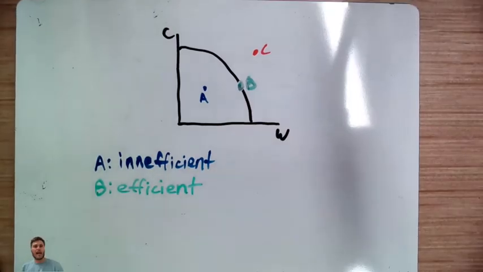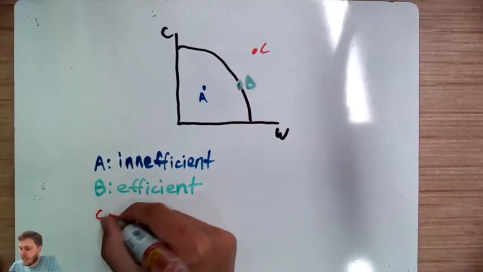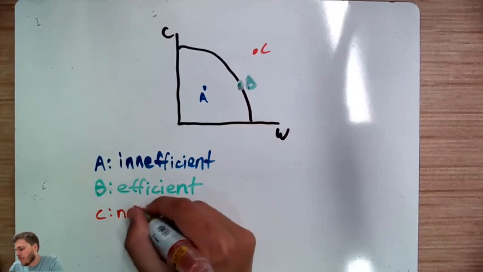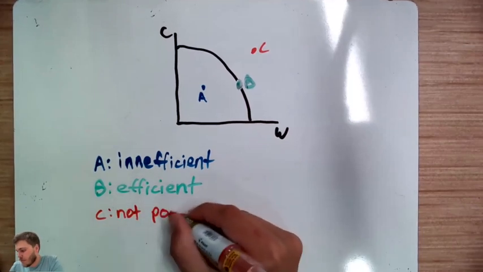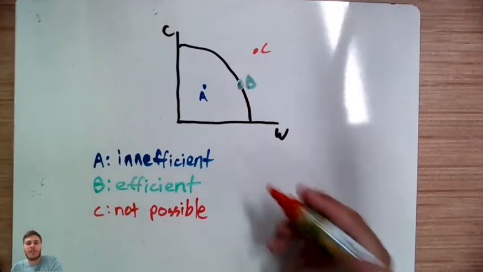Why? Because we're maxed out. We can't produce more. We could produce more of either one, but we are using all of our resources and those labor hours. And part C here would be not possible. Or I should say, not possible in this certain situation.